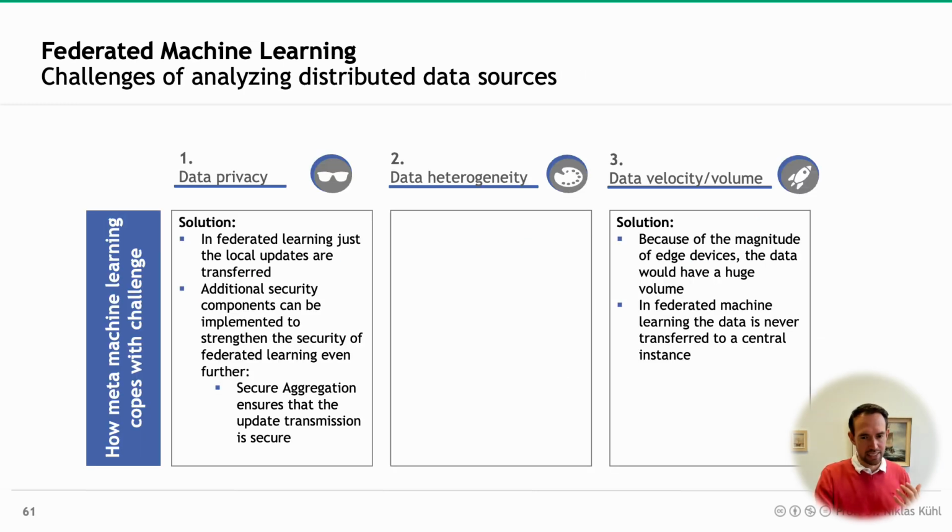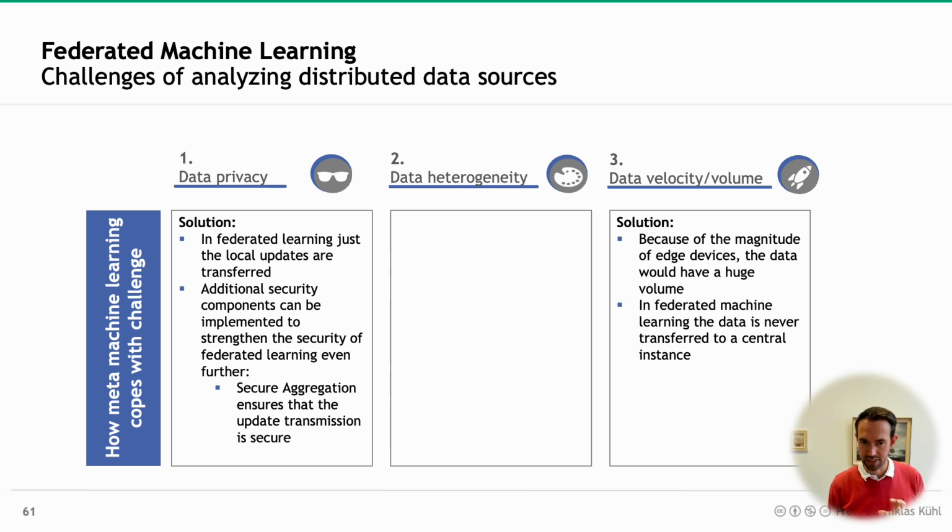And if we look back at our challenges from system-wide learning, we can definitely say something about the data privacy and the data velocity and volume. Again, for data heterogeneity, all models have to work on the same type of data, so that's not really a good case for utilizing federated learning. So privacy: in federated learning, we just send the local updates of the parameters to the central model. There are a bunch of security algorithms that can be utilized to increase that even further. There's this method of secure aggregation that makes really sure that the transmission itself is also secured. So we can say data privacy looks pretty good.